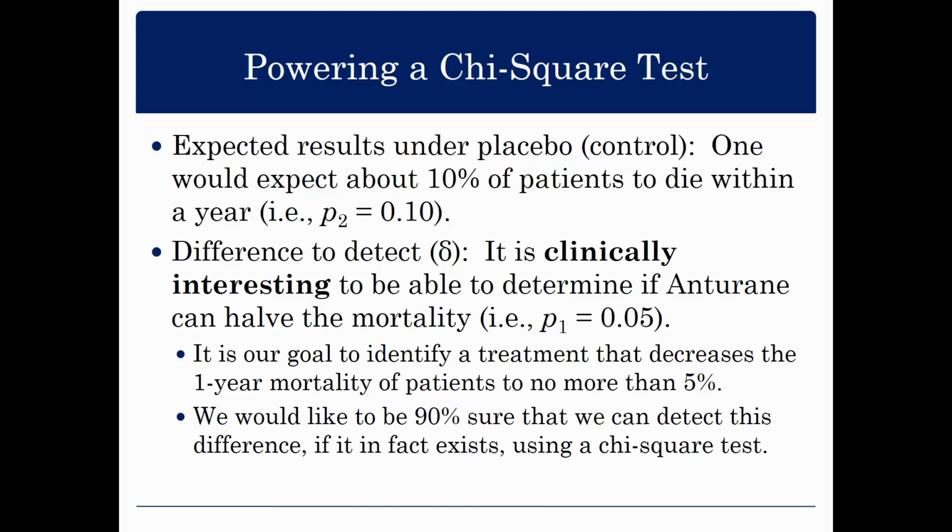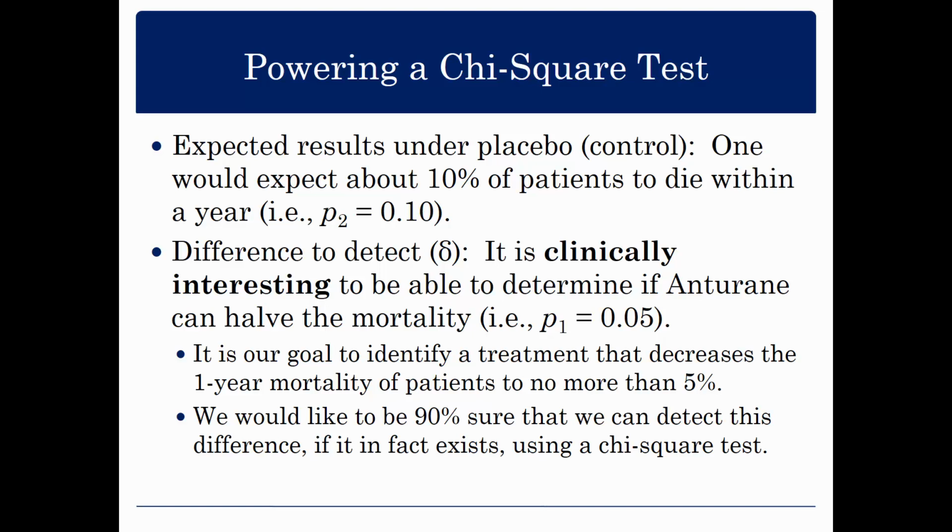We also have to define what the expected results are under our control. So we've been observing patients in this circumstance for a long time. We kind of know the rate at which they're dying within a year. Either we know it from observation or it's been published. And so the investigators here expect about 10% of patients who remain untreated, and when I say untreated, I mean without this drug intervention, to die within a year. So that comparison rate is about 10%.